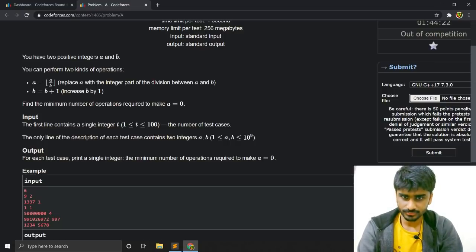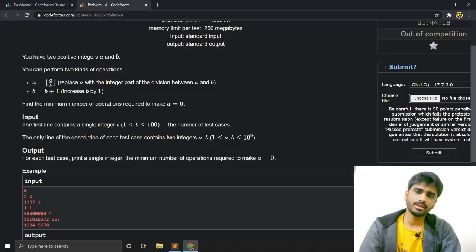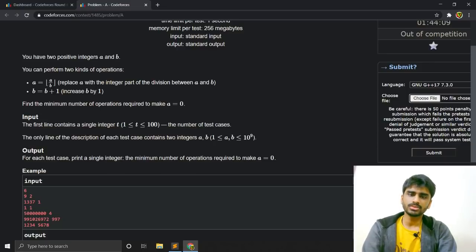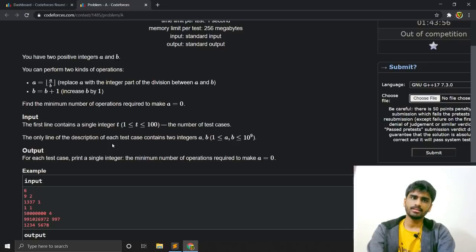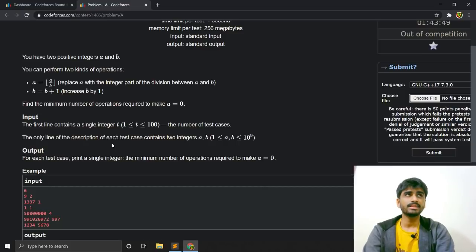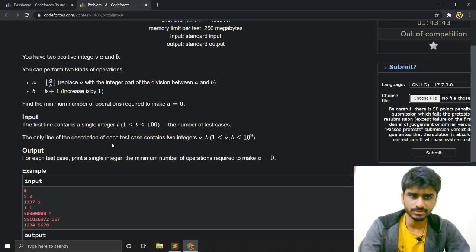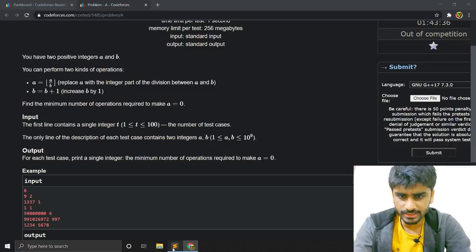Okay, so I think if B is 1, it is impossible. So we have to make B at least 2. Even if B is 2, I think there won't be more than 30 operations, which is just the log of A, right? And if B is 3, then there might be very few operations. I think there's no point in increasing B more than 32 times or something like that, probably. Yeah, so we can do something like that, I think.